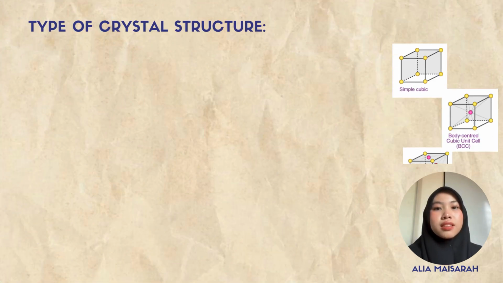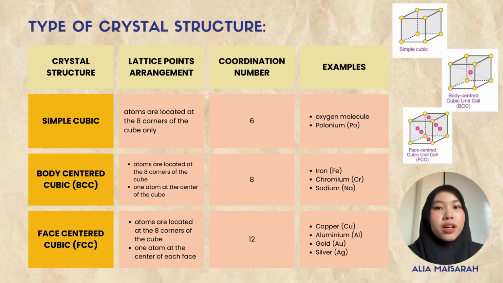The first is the simple cubic structure, where atoms are located only at the 8 corners of the cube, resulting in a coordination number of 6. An example of this structure is polonium. The second type is the body-centered cubic structure, BCC, characterized by atoms at the 8 corners and 1 additional atom at the center of the cube. This arrangement results in a coordination number of 8 and is found in metals such as iron and sodium.